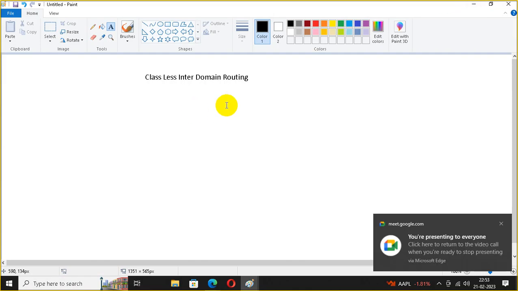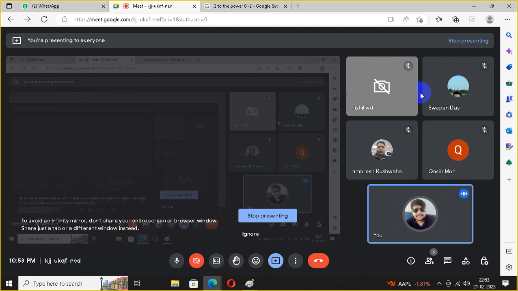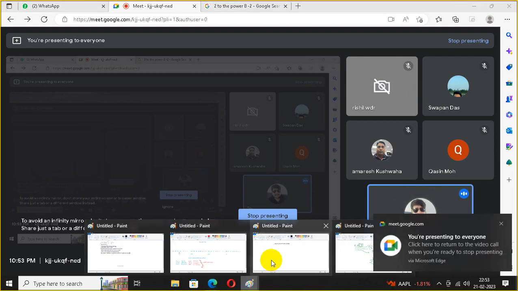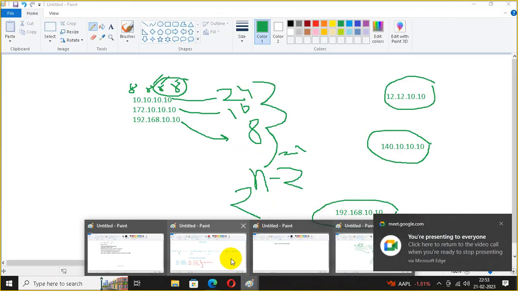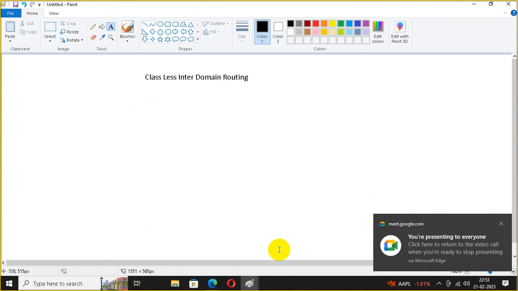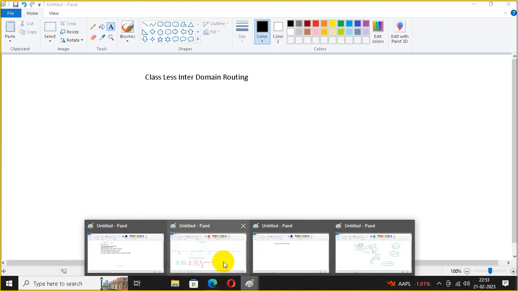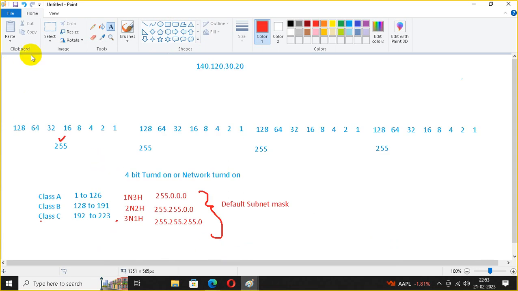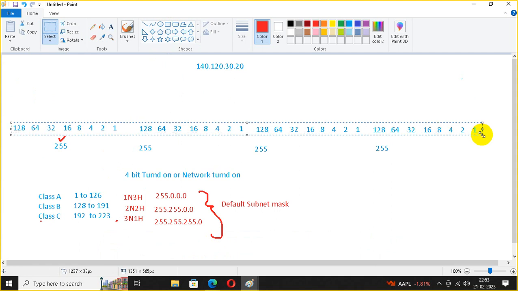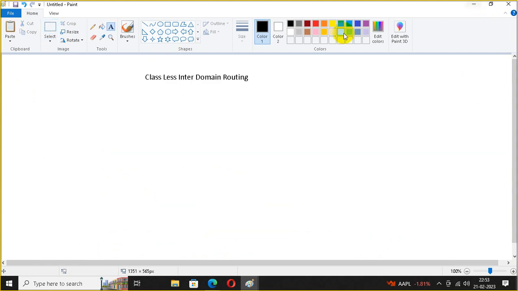So, is that clear? I mean, do you understand the entire concept? In classless inter-domain routing, what exactly is it? Let me copy that, which is very important. I need that value again.